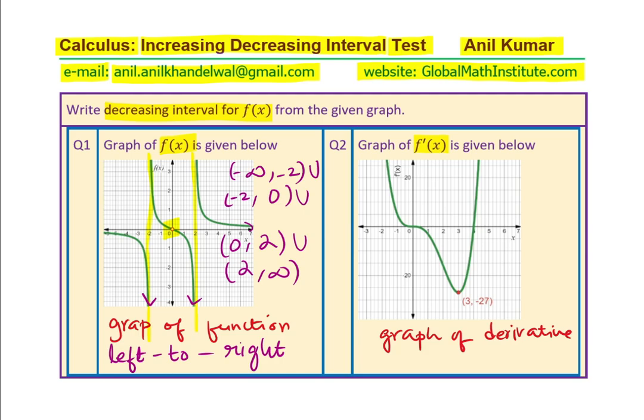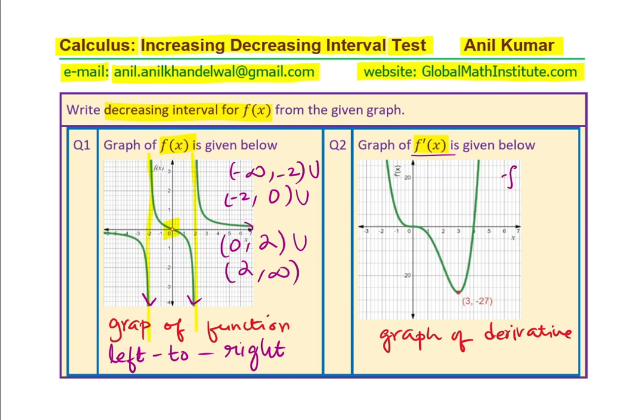Now, question number 2, as I said earlier, is actually a graph of a derivative. So, where is this function decreasing? If you say from minus infinity to 3, it will be a wrong answer. Do you know why? This is the derivative of the function, not the function itself.